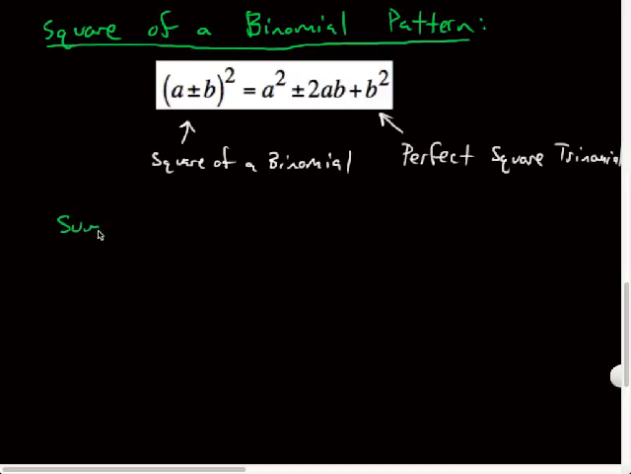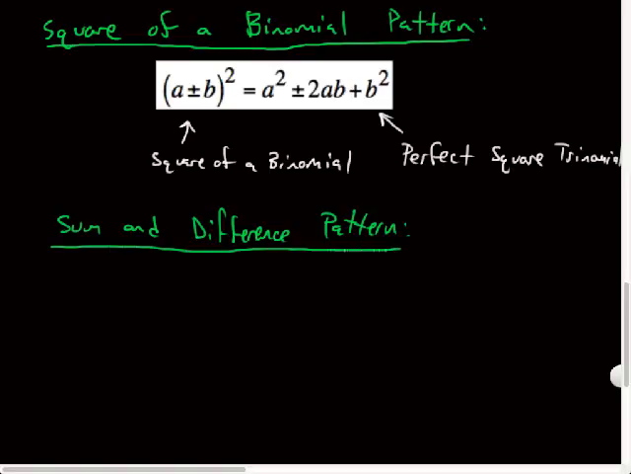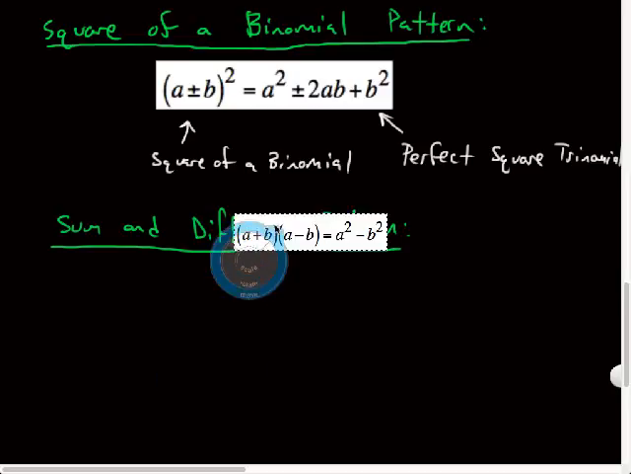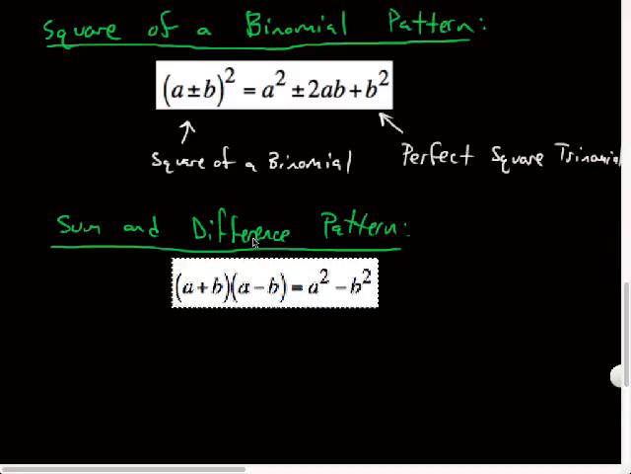Let's see, the next pattern is called the sum and difference pattern. Another very common and important pattern, which eventually you guys will be so familiar with, you'll just be able to spot a sum and difference pattern a mile away. It says that if I have two binomials being multiplied, a plus b and a minus b, then it's equal to a squared minus b squared.